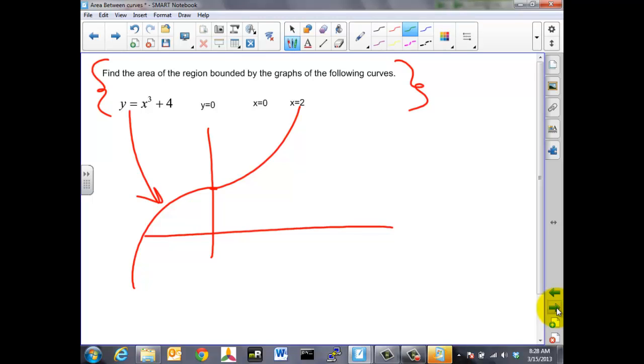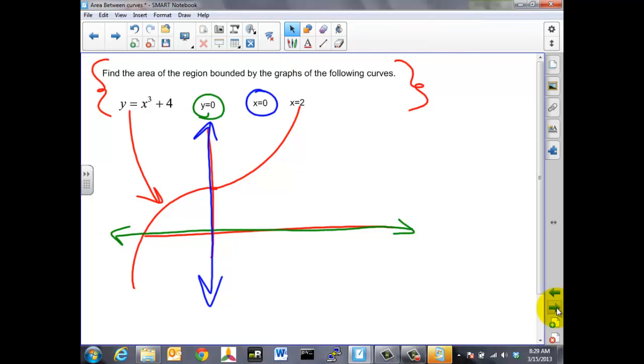What's y equals 0? What does that look like? It's just a line, but which line? Y equals 0. That's the tricky part. Is that this line or this line? This line. So here's y equals 0 right here. All right, where's x equals 0? That's the vertical line. So x equals 0 is right here.